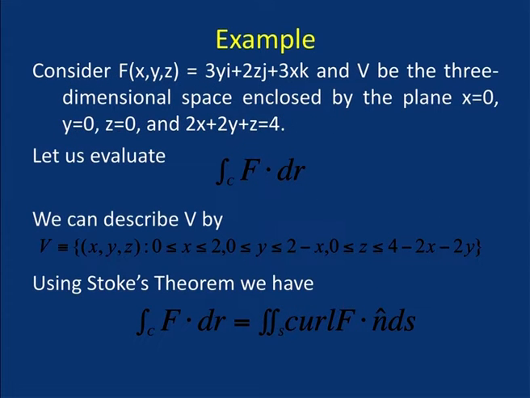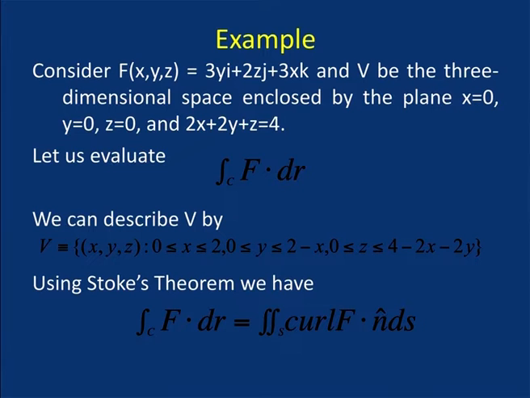Now, I will explain an example for Stokes theorem. Consider a function f(x, y, z) equal to 3y i plus 2 j plus 3x k. Then the line integral over C of f dot dr is equal to the surface integral of curl f dot n cap ds. It is the Stokes theorem. Here the function is defined by the planes x equal to 0, y equal to 0, z equal to 0, and the plane 2x plus 2y plus z equal to 4.